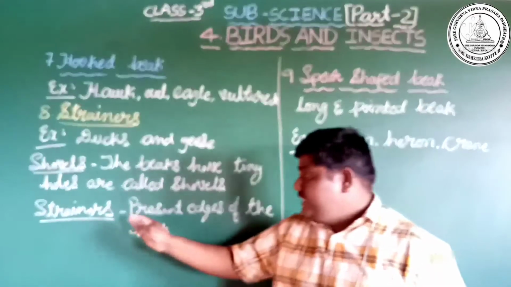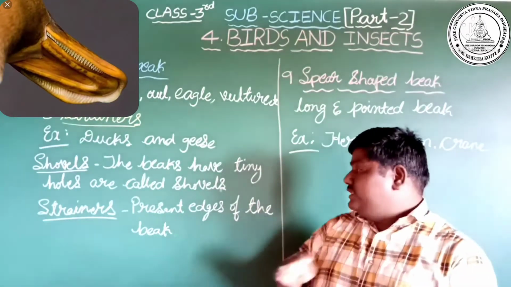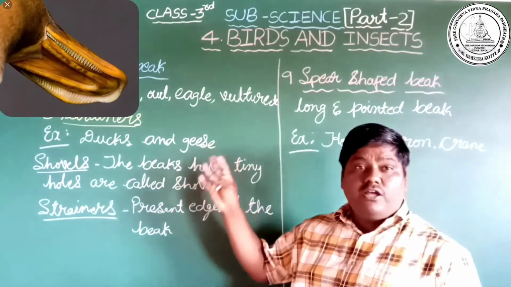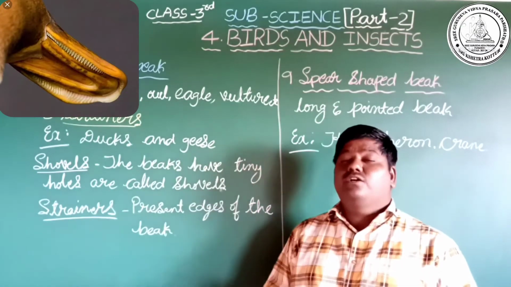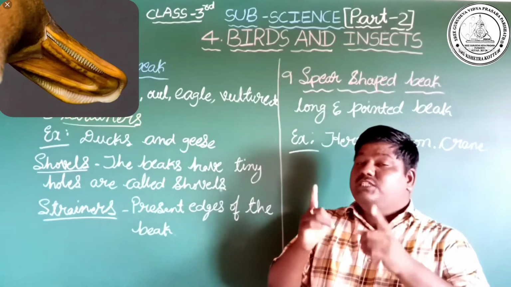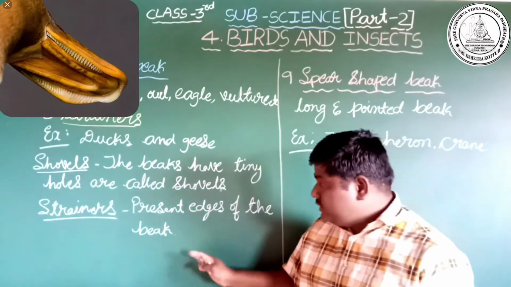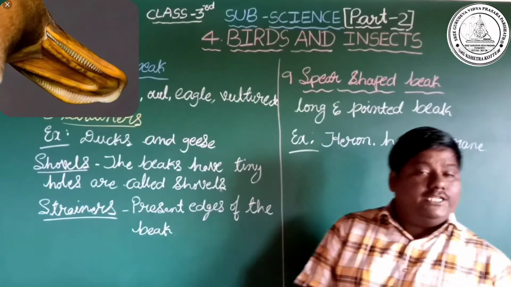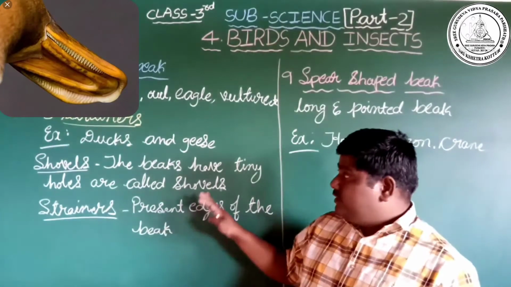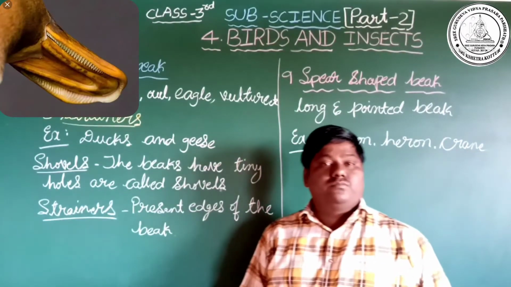Next, strainers. What are strainers? Here, strainers are present on the edges of the beak. Dear children, all of you observe the strainers in the beak. We are seeing the strainers on the edges of the beak. What is the use of strainers to the ducks and geese? Here, the strainers help the ducks and geese to filter the water.